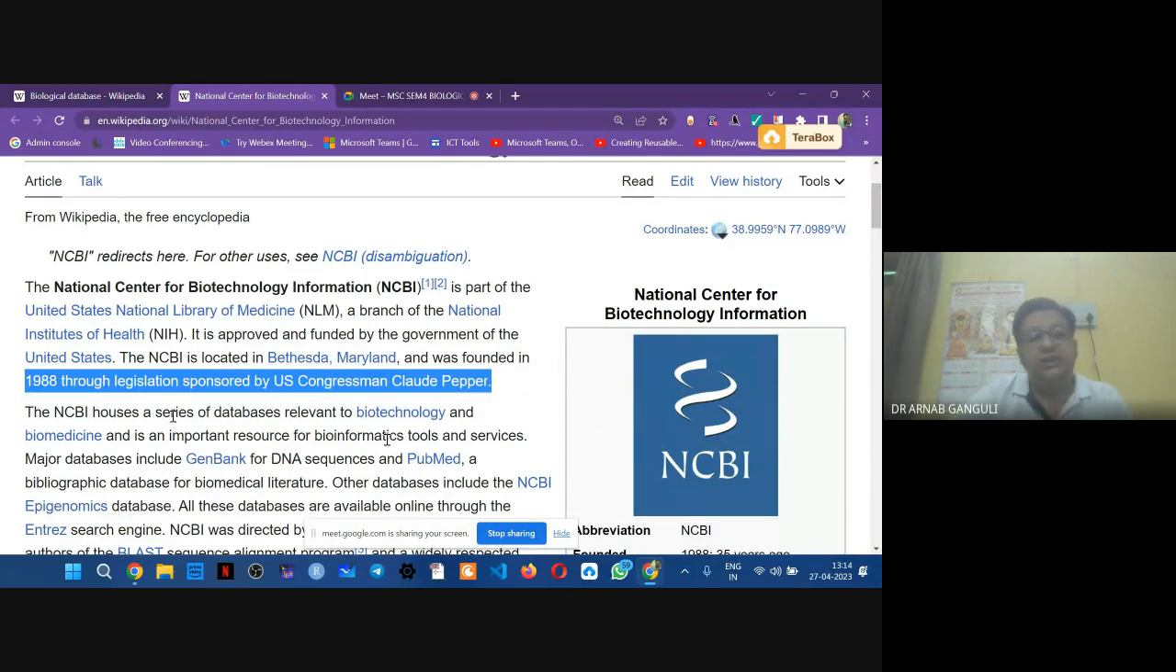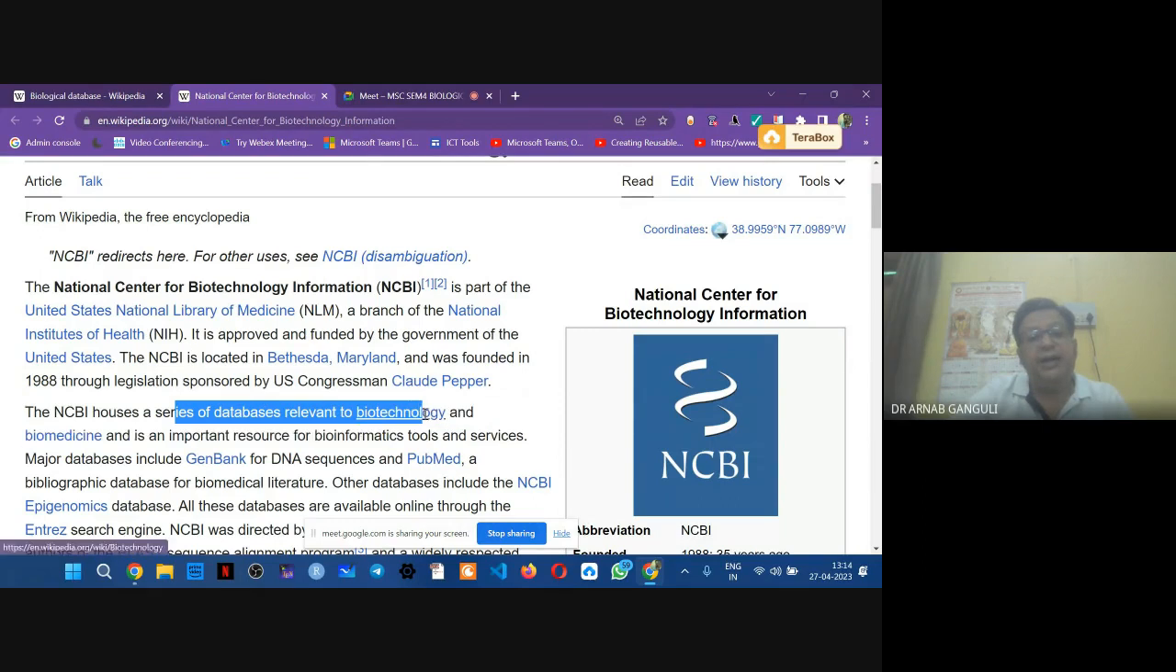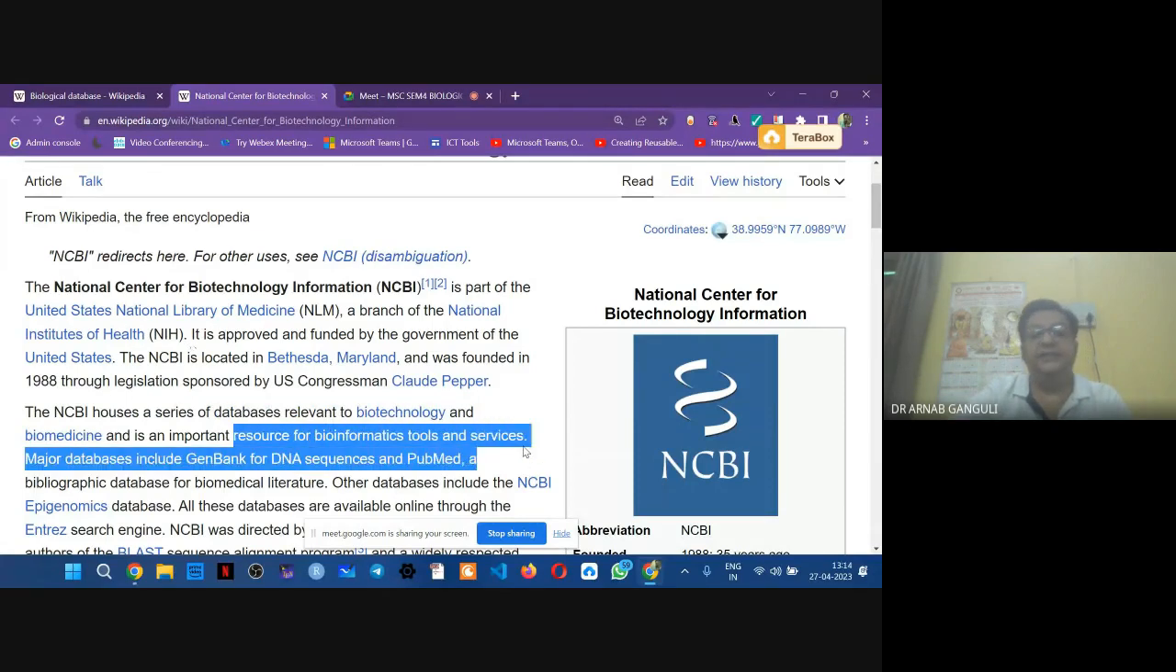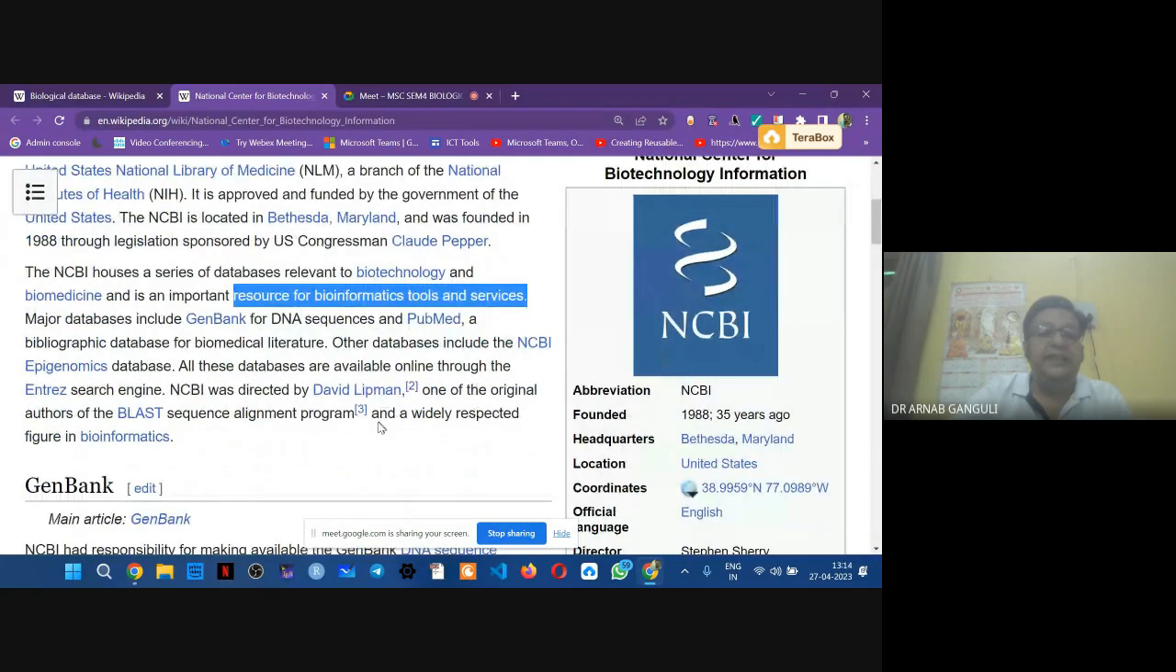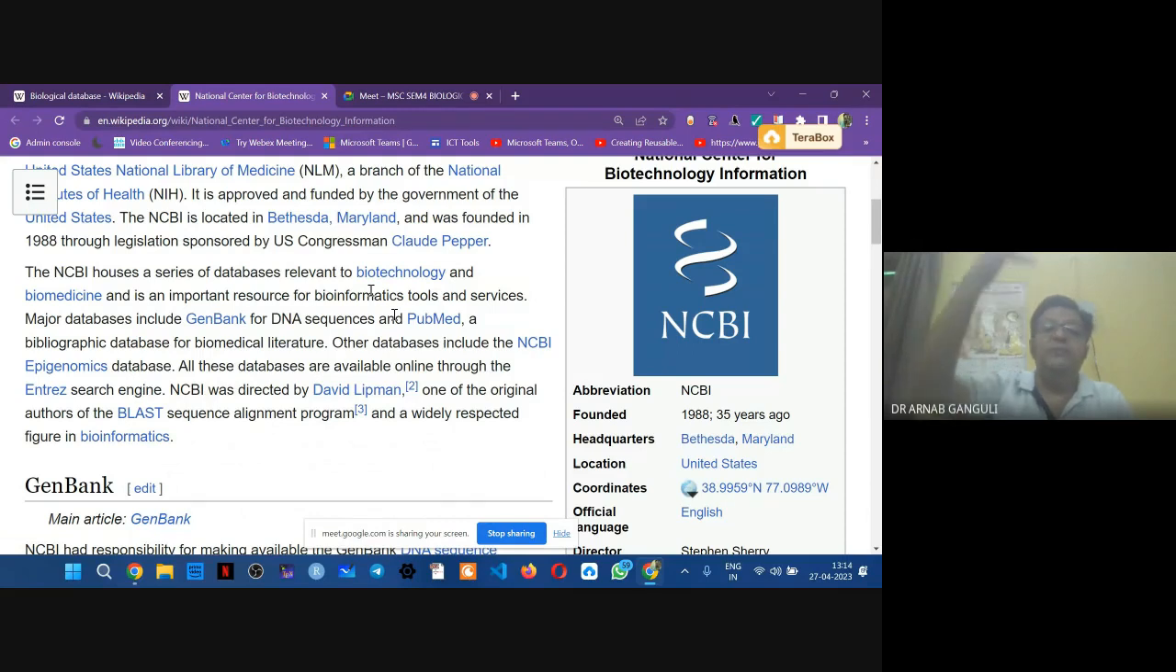So this is a database relevant to biotechnology and biomedicine, and it is an important resource for bioinformatic tools and services. Major databases include GenBank for DNA sequences, PubMed for literature. So if you want to have DNA sequences, protein sequences, you go to GenBank. And if you want to see all publications, bibliographic, you go to PubMed. This is all inside this NCBI database.